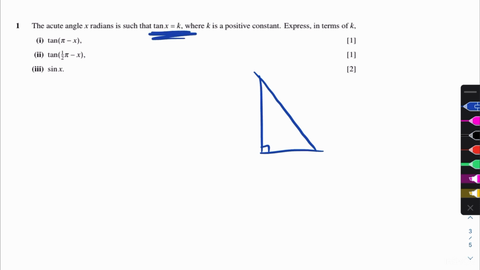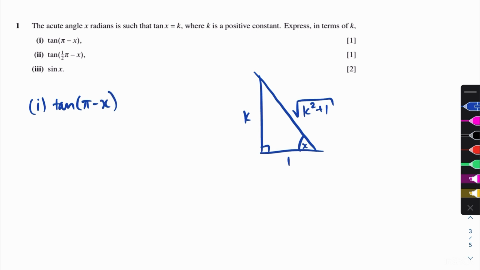Now if tan x equals k, we know that tan is opposite over adjacent, right? So let's just label one of these angles x. Now the opposite to that would be k over 1. That's how we would get tan x equals k. So now that we've labeled that, we can find what the hypotenuse would be, because that usually comes in handy as well. So that's using Pythagoras theorem, and we get this. Cool. So now the first question they're asking is find tan(pi minus x).